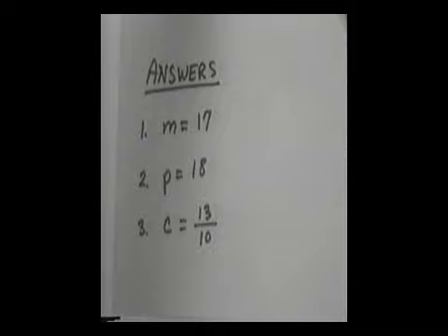Your answers should be, for number 1, M equals 17. For number 2, P equals 18. And for number 3, C equals 13/10. If you made a mistake and cannot find your error, be sure to mark on your paper where you need to ask for help when you go to the lab.